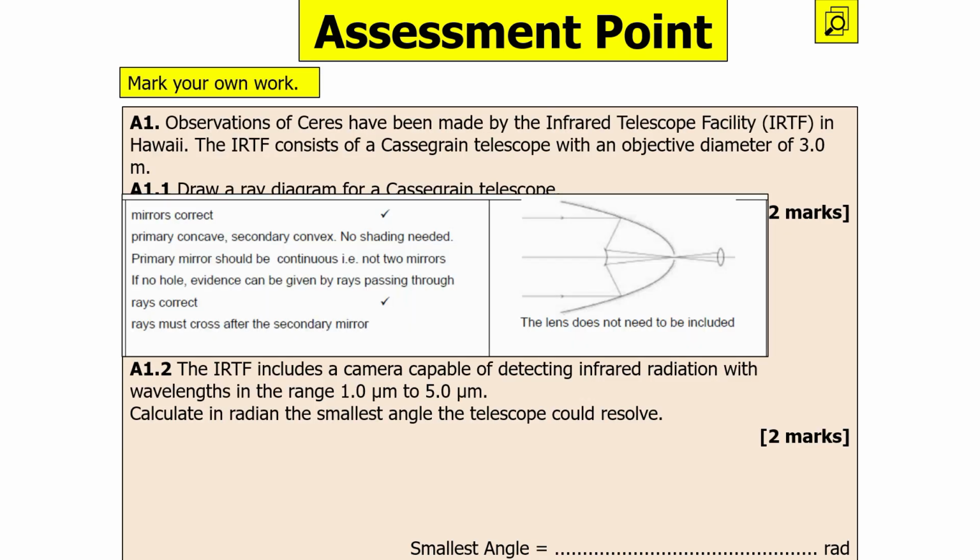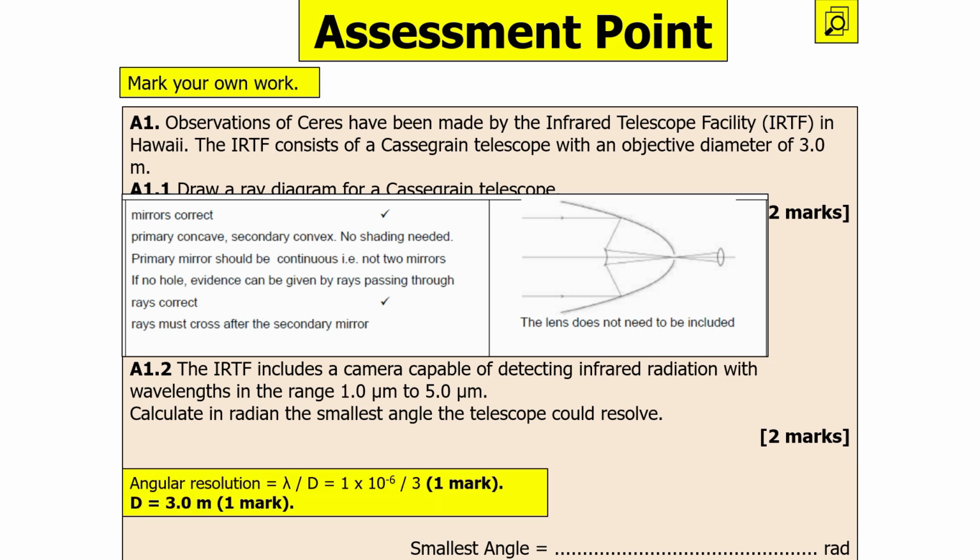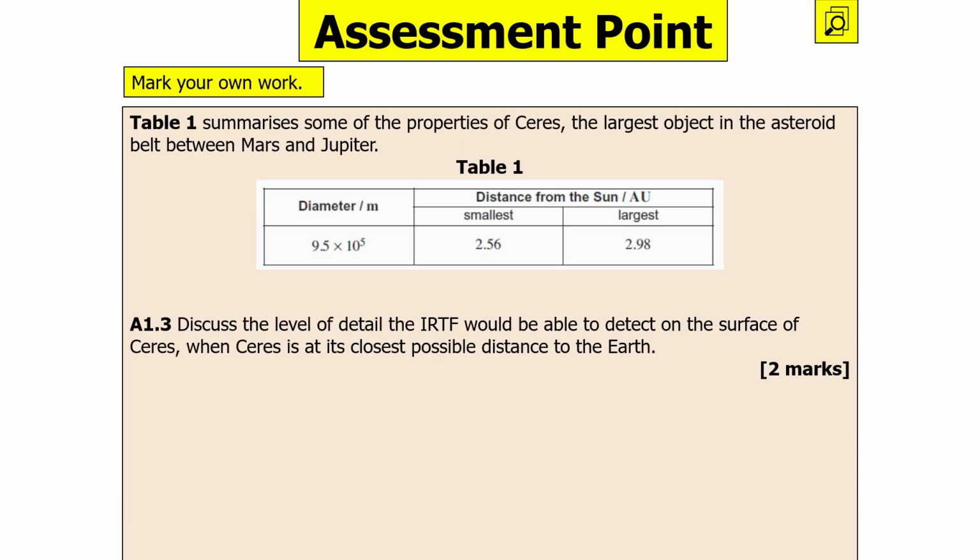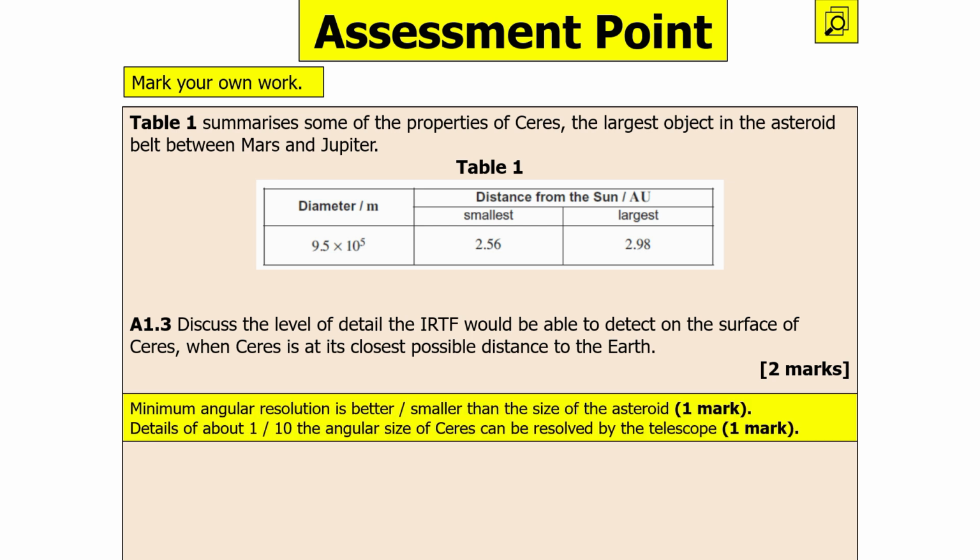Right, in this first one, like we said before, this is the ray diagram for a Cassegrain or a reflecting telescope. Remember, the rays must cross after the secondary mirror. Okay, the next question, use the Rayleigh criterion. It's lambda over d, same units. Now again, the smallest wavelength will give us the smallest angle we can resolve from the equation, so we then say it's 3 meters. In this next one, because you've got the distance there, you can work out that the minimum angular resolution is going to be better or smaller than the size of the asteroid, so you'll get details of about 1/10 the angular size of Ceres, which can be resolved by the telescope.